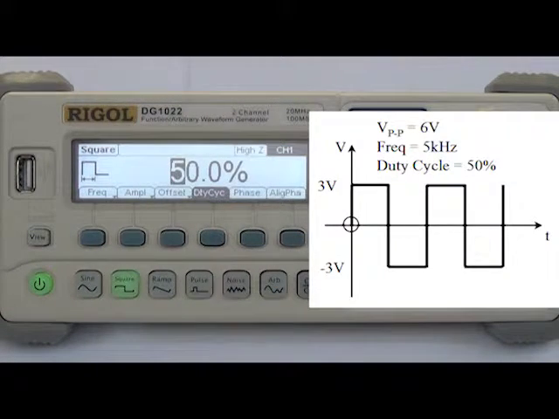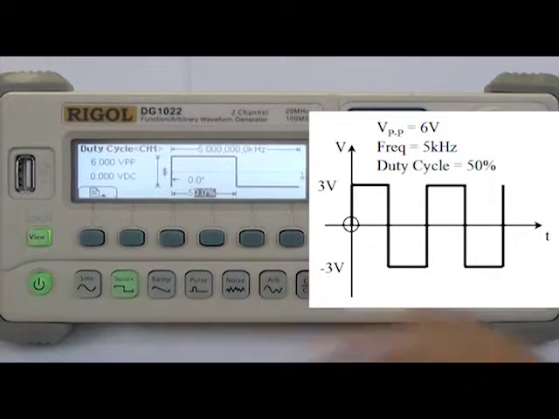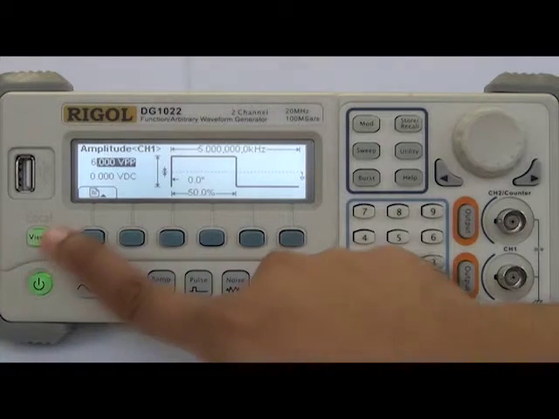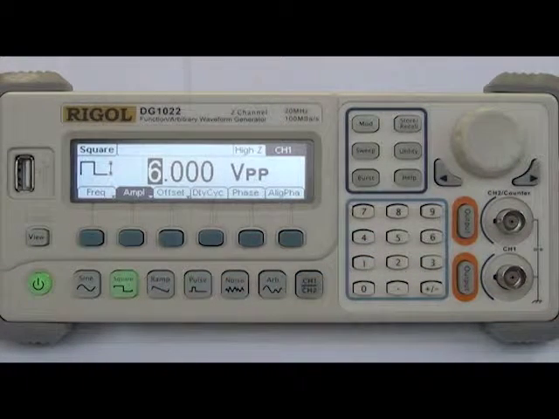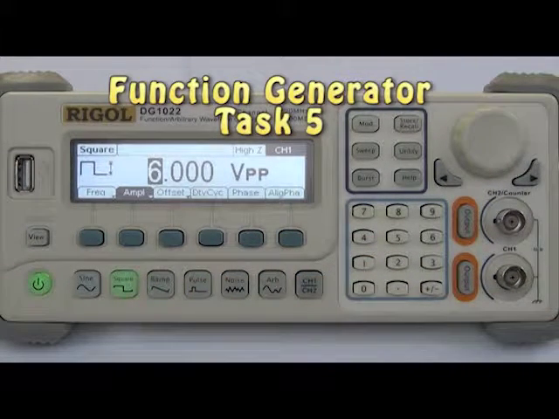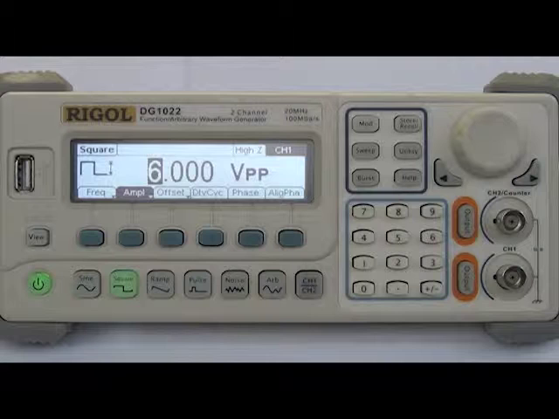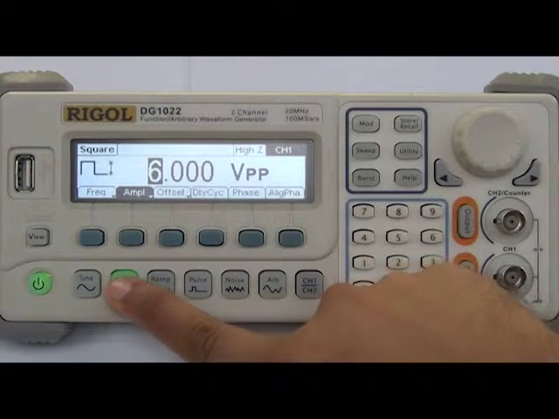Once you are done, press the view button to display the waveform. Press the view button twice to get out of the graph mode. Task 5 is to set up the function generator to generate the square wave as shown in figure 4.6. Press the square button to select square wave.